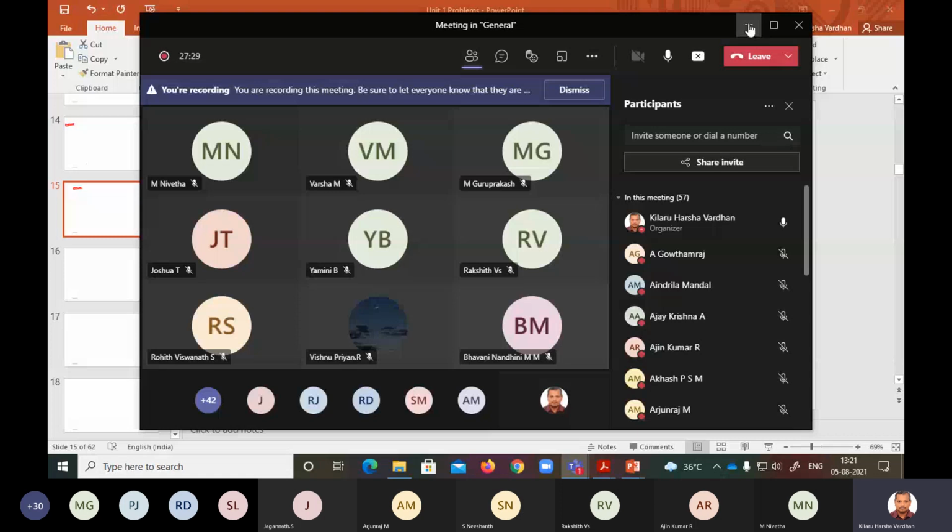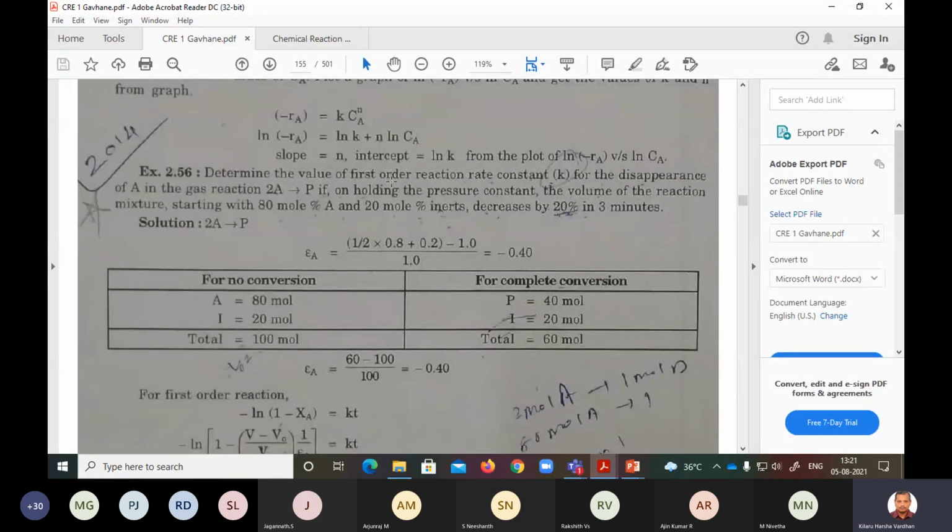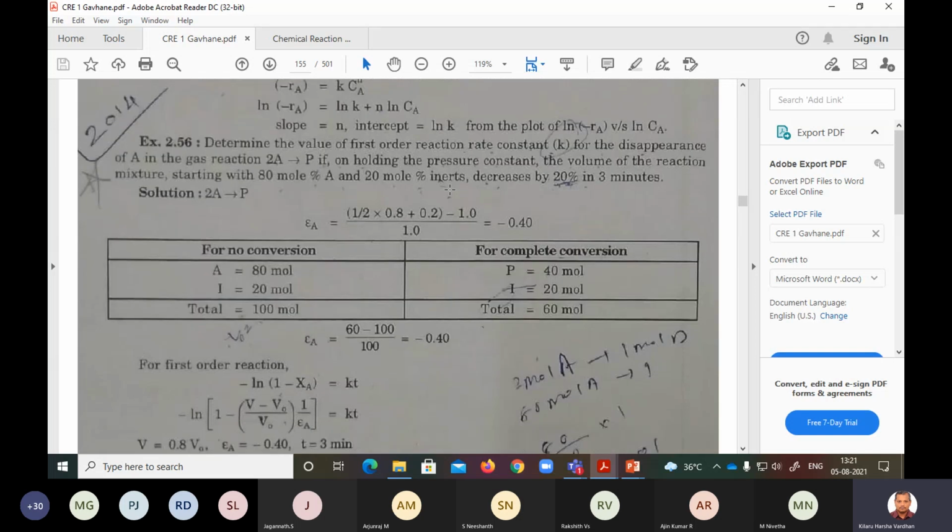Now let us go to the next question, which is very important, especially when you are doing a variable volume batch reactor. Please take this problem. Determine the value of first order rate constant. Please write this question and then we'll do the answer. Determine the value of first order rate constant k for the disappearance of A in a gas phase reaction.